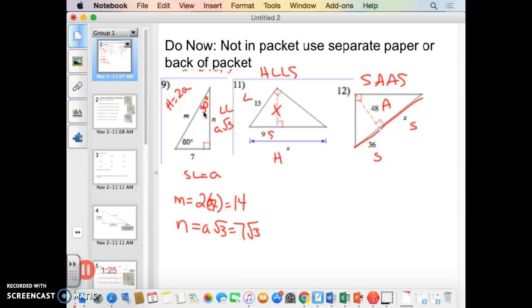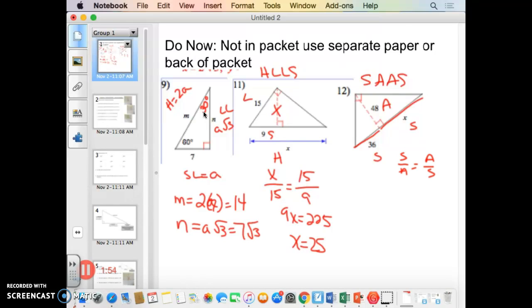Okay, so I'm going to put H, x over L. I'm going to repeat L and put it over S. So I get 9x equals 15 times 15 is 225, and x is going to equal 25, because 225 divided by 9 is 25. Over here, I'm going to do S over A equals A over S.